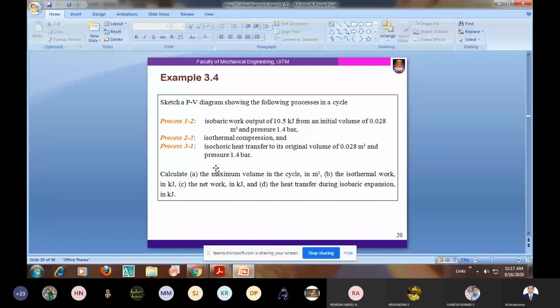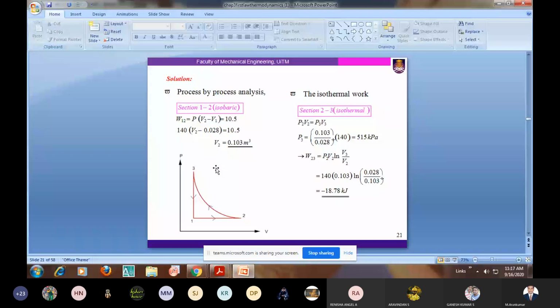Then the fourth question, heat transfer during isobaric expansion. So we need to get the heat transfer, that is Q. For this, we need to apply the energy equation. Right. So we can move to solve the problem. First process, 1 to 2, is the isobaric process. So we know for the isobaric process, W is equal to P into delta V. The V1 value and V2 value are given and the P value is also given. So we can calculate W12, that is the work value for process 1 to 2.